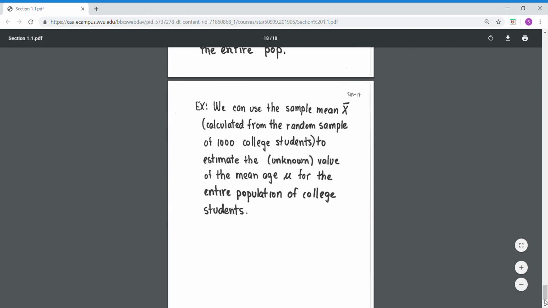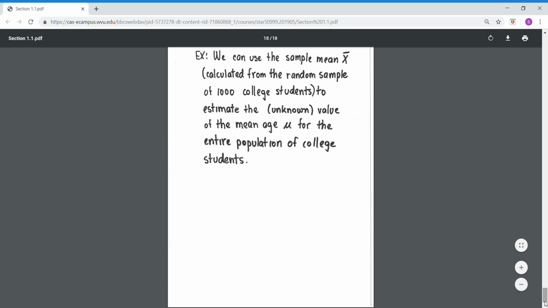So an example would be, we can use the sample mean, x bar, calculated from the random sample of 1,000 college students to estimate the unknown value of the mean age, mu, for the entire population of college students. Now, this sample mean wouldn't be exactly correct, but it would be pretty close.